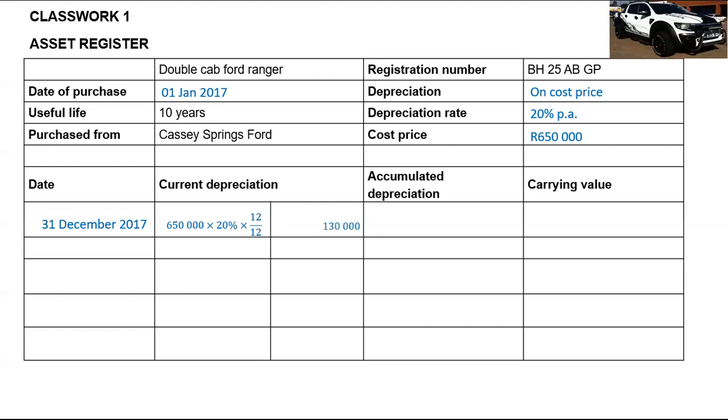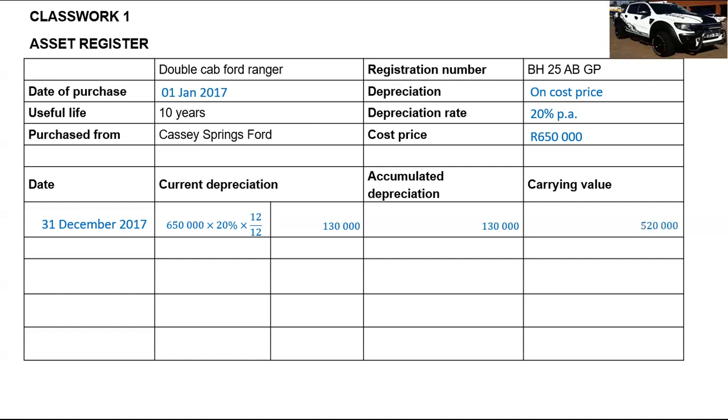In the first year, your current depreciation and accumulated depreciation will be the same. When you calculate carrying value, it will be the cost price minus accumulated depreciation, which in this case is 650 minus 130. That will give you 520.